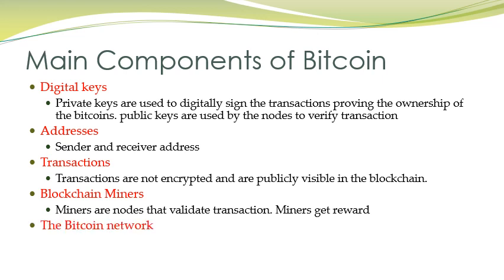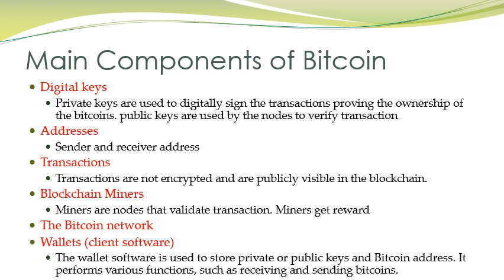Then the Bitcoin network is a peer-to-peer network. The blockchain provides the infrastructure for Bitcoin. Then the wallet is client software. It is used to store private and public keys and Bitcoin addresses. It performs various functions such as receiving and sending Bitcoins. So these are the different components of Bitcoin.